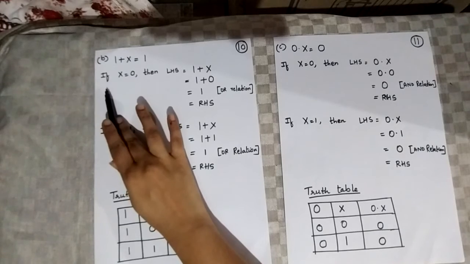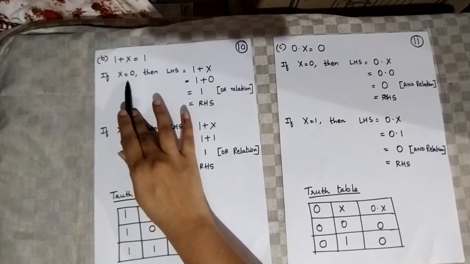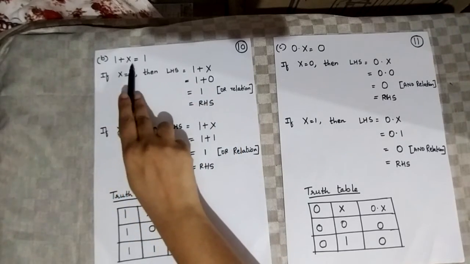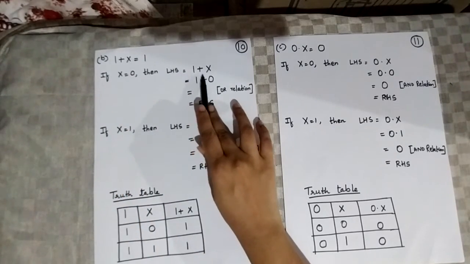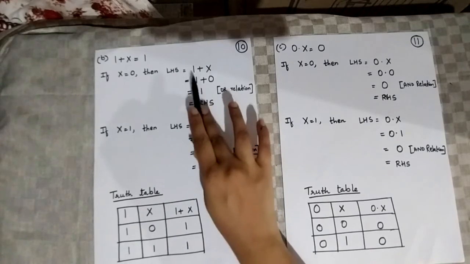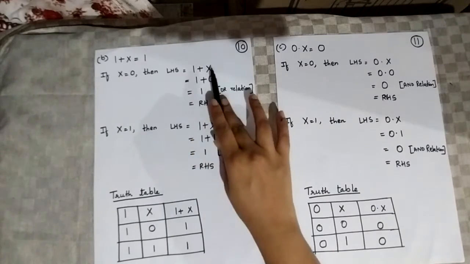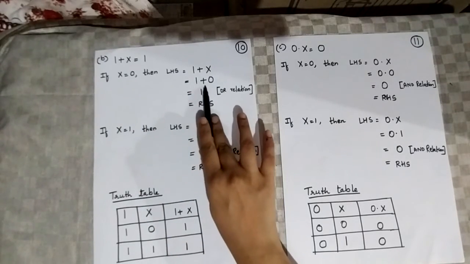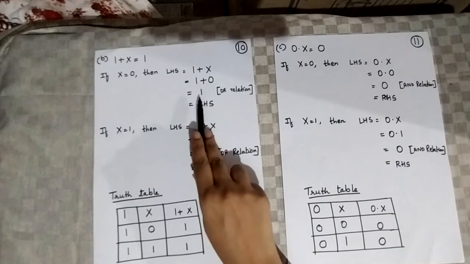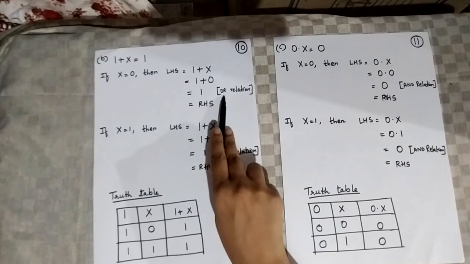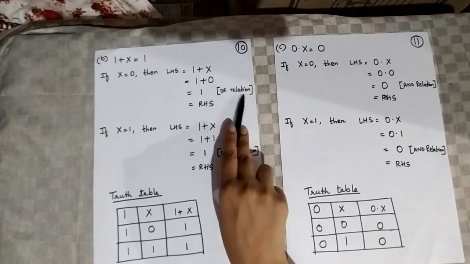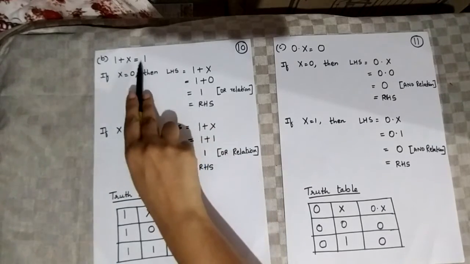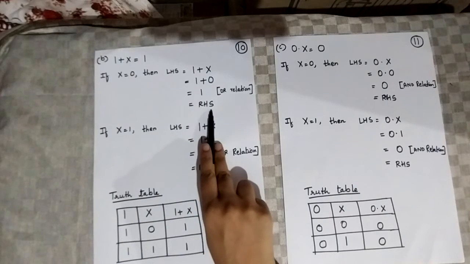So it says if x equals 0, then take left hand side. Left hand side is 1 plus x. So I take 1 plus x. So here write this one as it is, plus replacing x with 0 value. So now it is 1 plus 0. It results in 1. Reason or relations. Now we have got 1 here. What exactly we need to prove on the right hand side? 1. So it says equals right hand side.